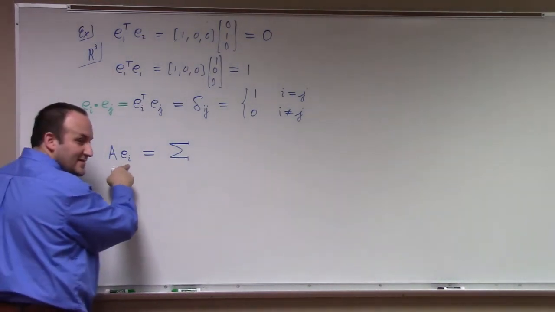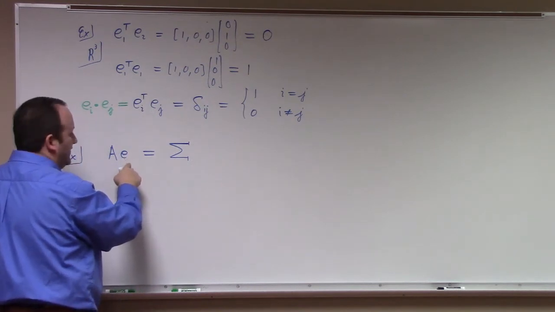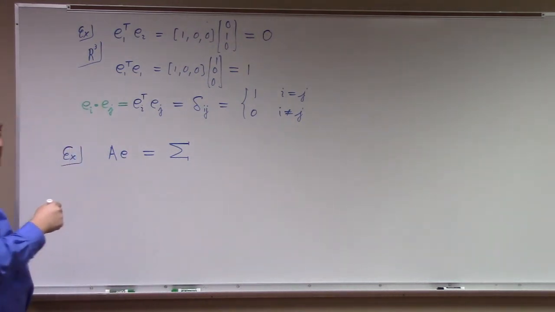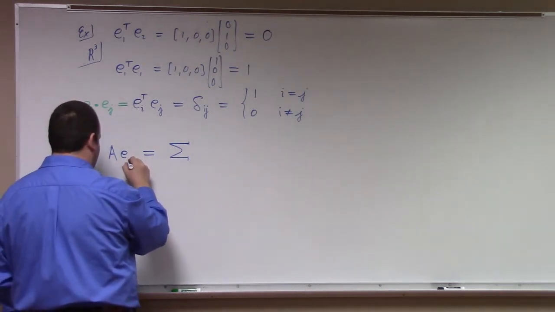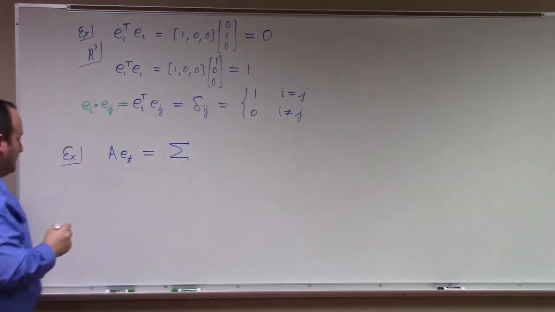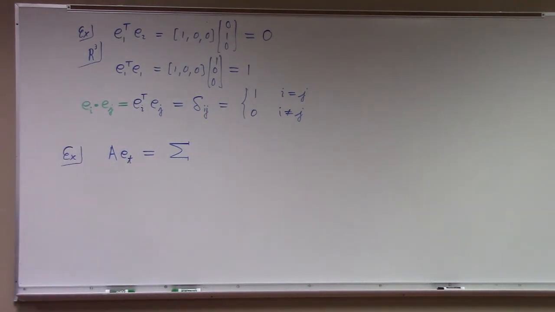What's that? N? I try to save M and N for dimensions, so I try not to use those for indices. T? I'll take it. It's weird, but I'll take it. All right, T. ET. Let's see. Very good. Okay, so A times ET.